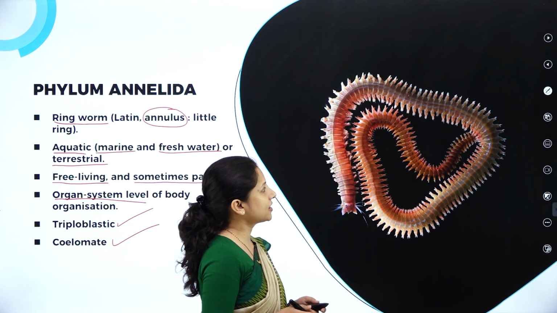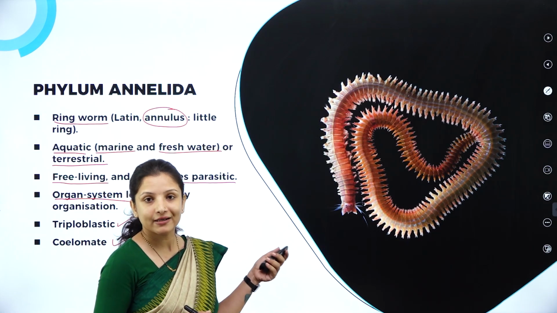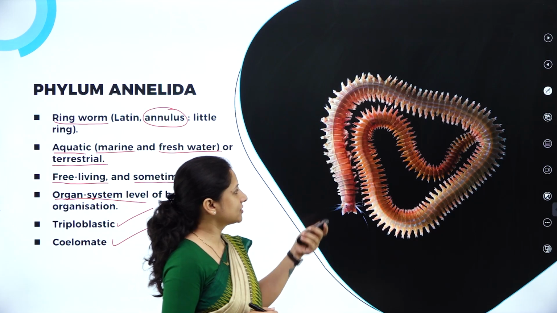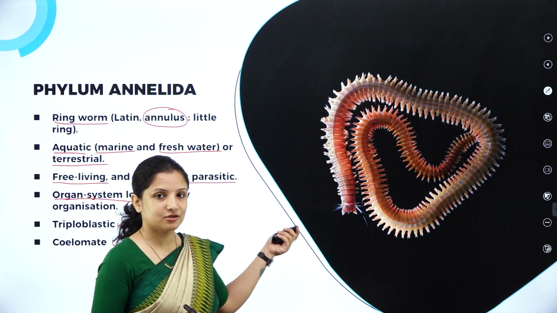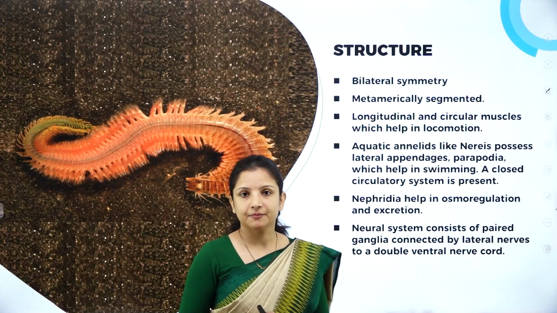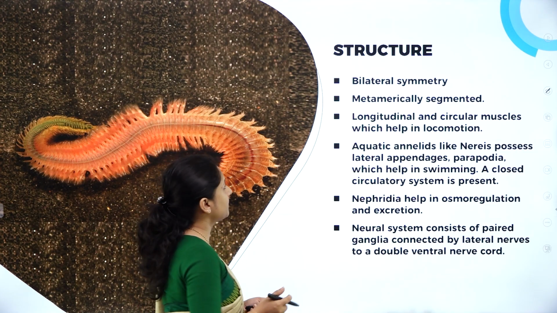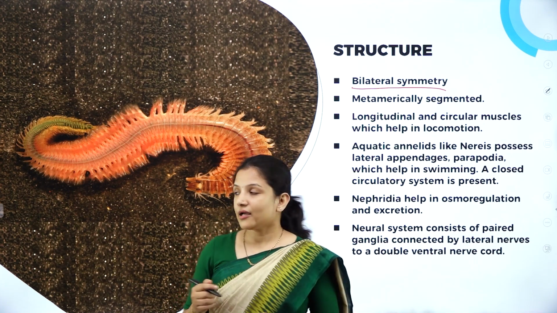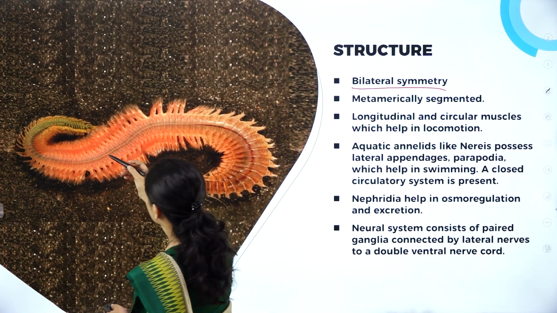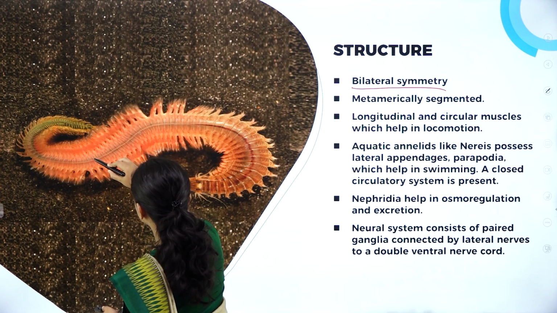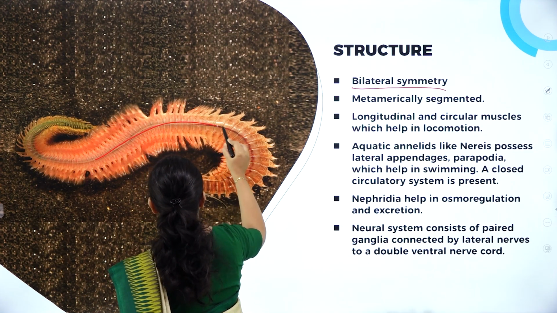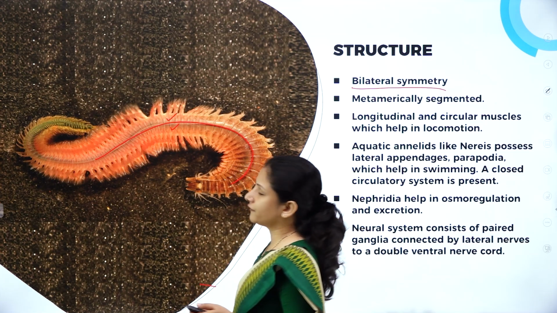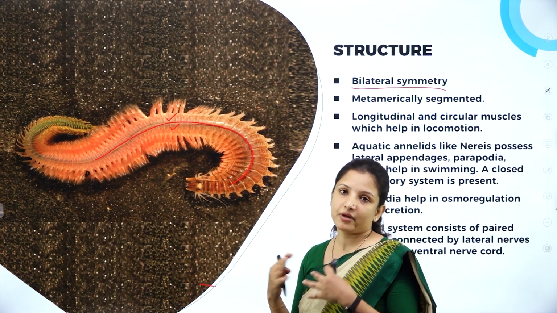So here you can see the diagram of Nereis, which is an aquatic annelid. And this is how it looks. It almost looks like a millipede or a centipede, but this is not that. It is Nereis. So next, moving on to the structure. They are bilaterally symmetrical. Bilateral symmetry means when I draw a line, for example, here itself you can see there is a line already in the center. So I draw a line exactly in the center like this. This half is similar to the other half of the body, right? They are like mirror images of each other.